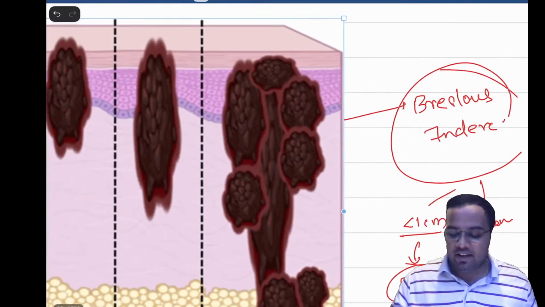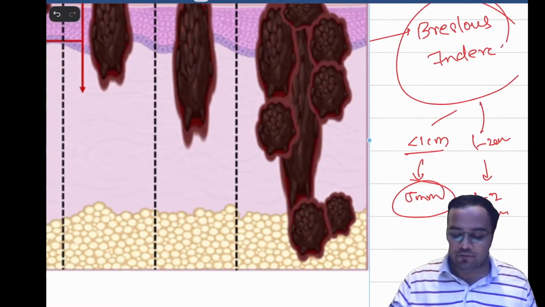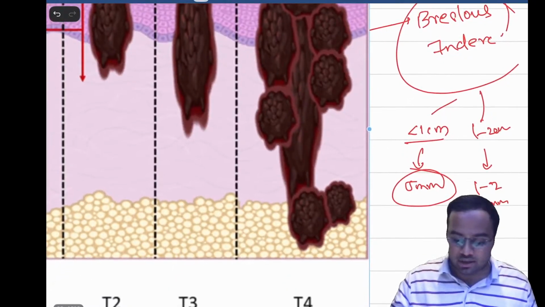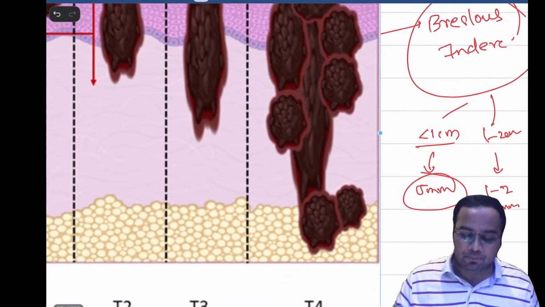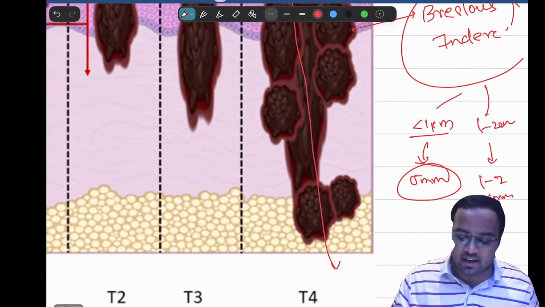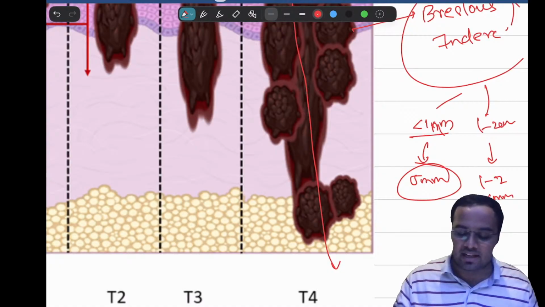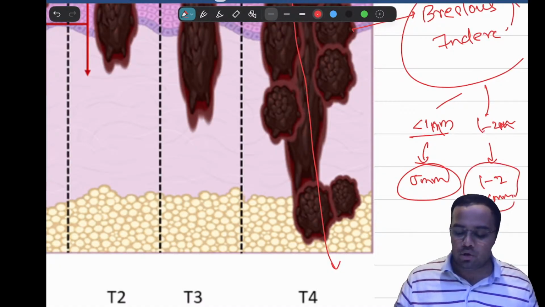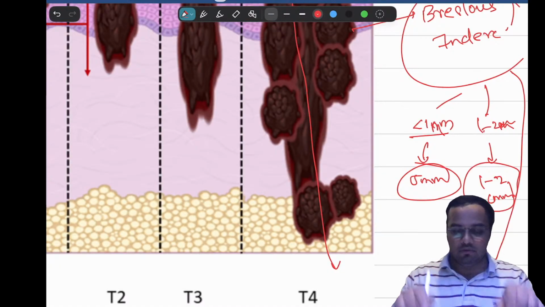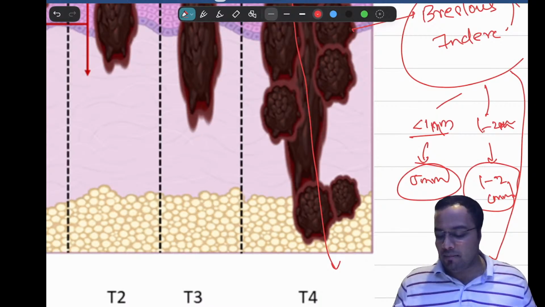And whenever the depth of invasion is going to be more than, this is in mm. So when the depth of invasion is going to be less than 1 mm, you are going to go for 5 mm margin. 1 to 2 mm, you are going to go for 1 to 2 centimeter wide local excision, and more than 2 mm depth of invasion, you are going to go for 4 centimeter margin. So very important to know.